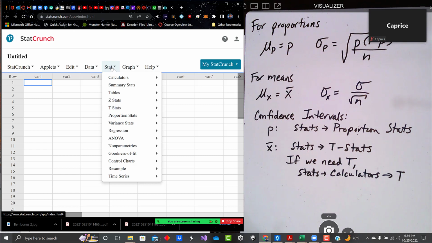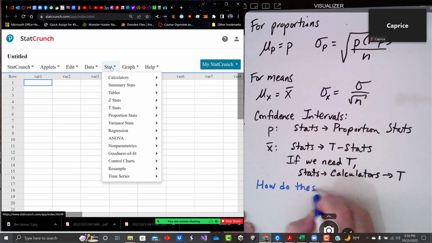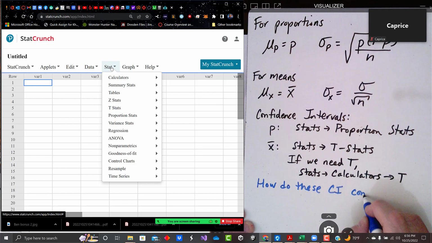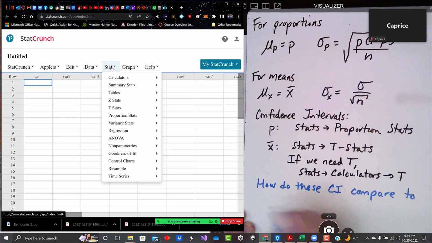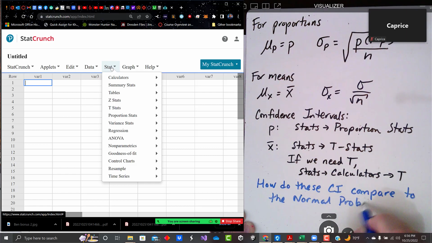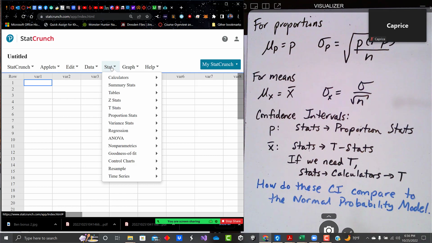And I told you, like in 9.1 and 9.2, we want things to be normally distributed to use these confidence intervals. So I will show you how these confidence intervals connect or compare to the normal probability model. Like I've been telling you, it requires normal distributions, but why? And so we're going to do that in some examples today. And that's it on the lecturing. We're going to do some problems.